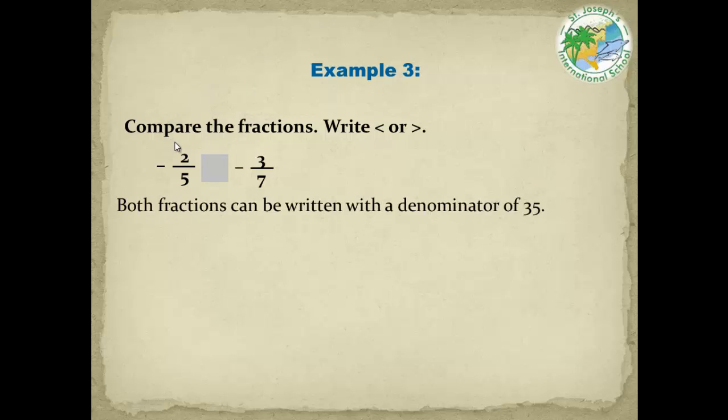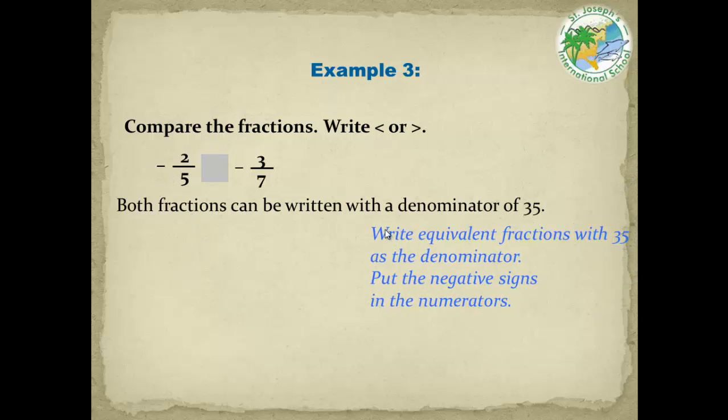Now, -2/5 or -3/7. Before you start to answer, ask yourself: are these equal denominators or equal numerators? Of course no. Both fractions can be written with a denominator of 35. Then 5 times 7 equals 35. Then we multiply the denominator by which number to get 35? Write equivalent fractions with 35 as the denominator. Put the negative sign in the numerators. Please don't forget the negative sign.